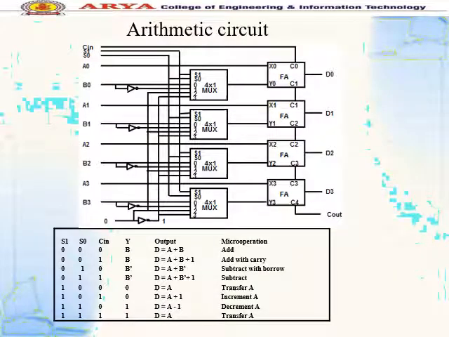This is the arithmetic circuit. There are a 4 into 1 multiplexer and a full adder. There are two selection inputs S0, S1. This is the table. There are different microoperations: add with carry, subtract with borrow, subtract, transfer A, increment A, decrement A, transfer B. There are two selection inputs S1, S0, C in. There is the output.